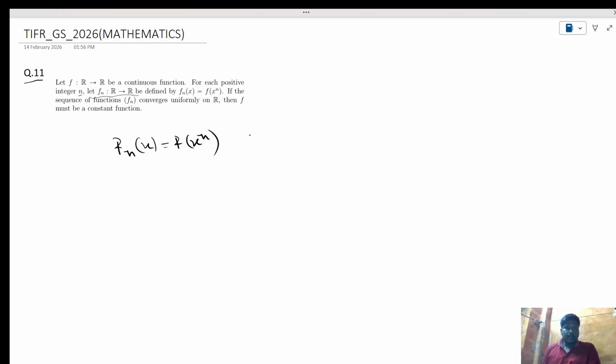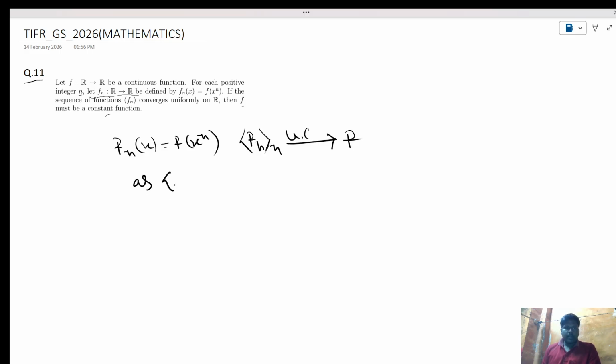that means the sequence fn is uniformly convergent, then f must be a constant function. So it uniformly converges to f. We have to check whether the statement is true, that f must be a constant function or not. Okay, so start.